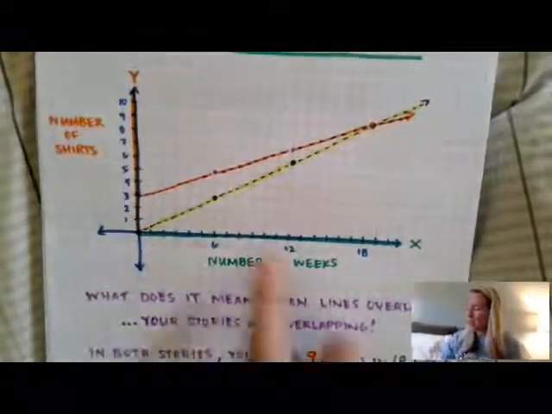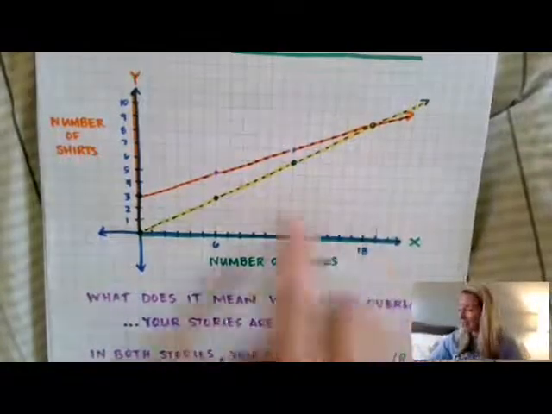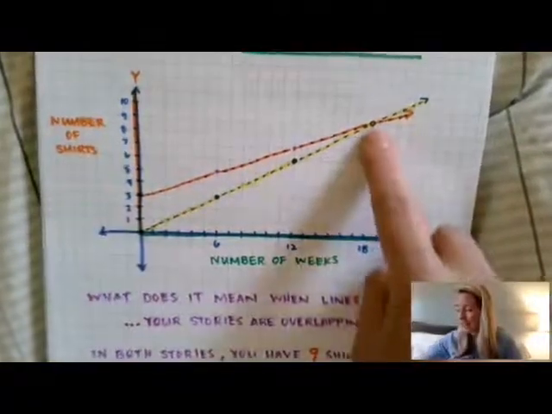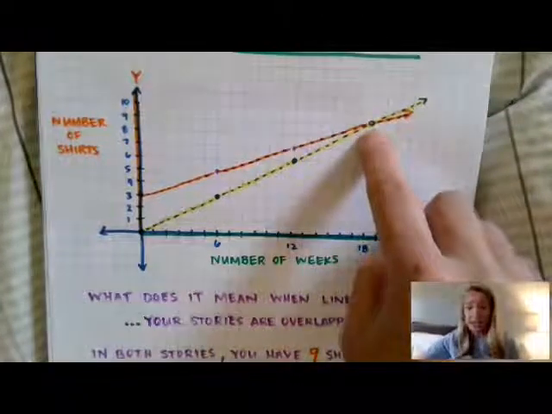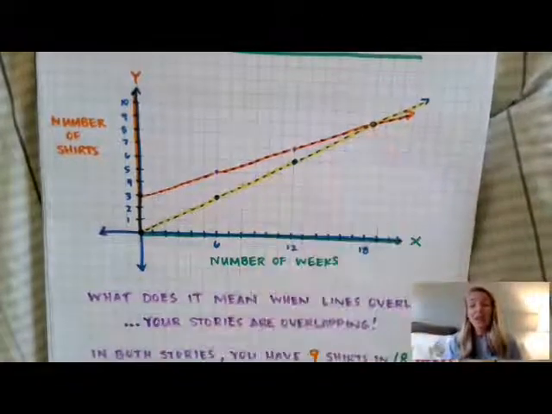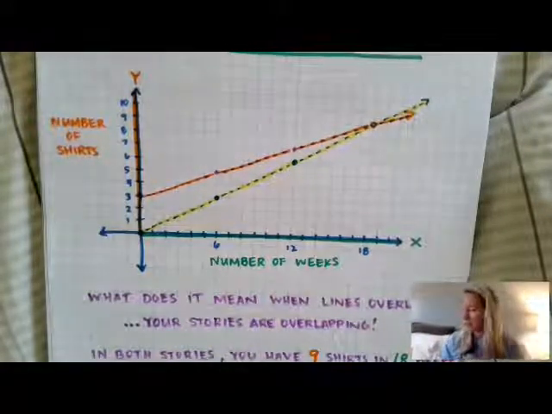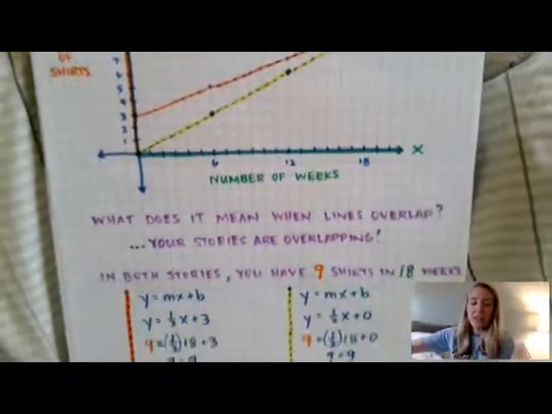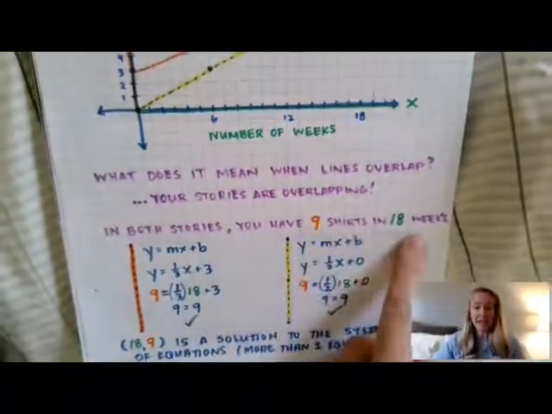So if you have lines overlapping, if you think about it, we've got 18 weeks and 9 shirts. That means at 18 weeks for both of these situations, they both had 9 shirts. So that solution can be plugged into either one of their equations. So if you look right here, it says in both stories you have 9 shirts in 18 weeks.